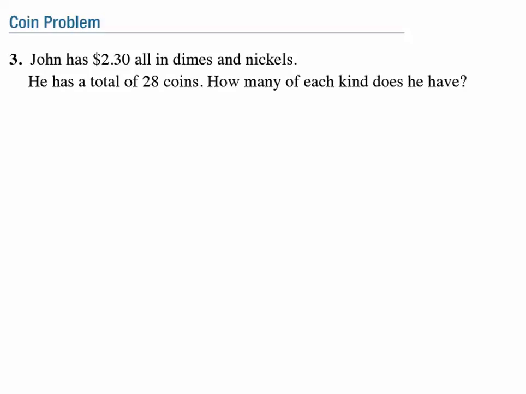Number 3. So John has $2.30 all in dimes and nickels. He has a total of 28 coins. So how many of each kind does he have? There it is. So the two things we don't know. Let's put it together here. So what is x? What would x be?